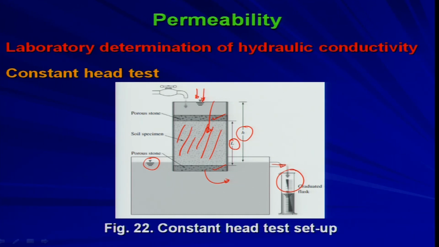So that means, what are the things you need to find out? This head, basically: what is the head difference between the entry level and the exit level, what is the length of the soil specimen, and how much water you are collecting in the graduated flask. That means the quantity at some particular time. These are the things you need to observe in the laboratory.